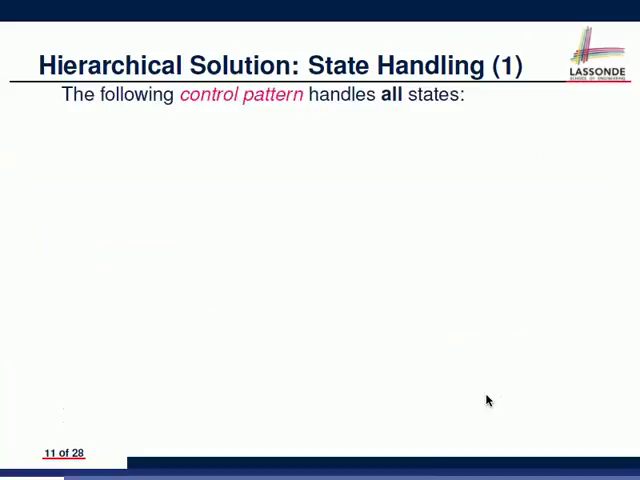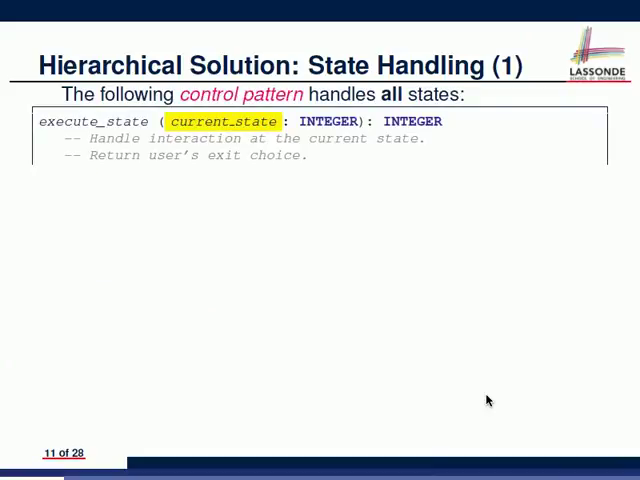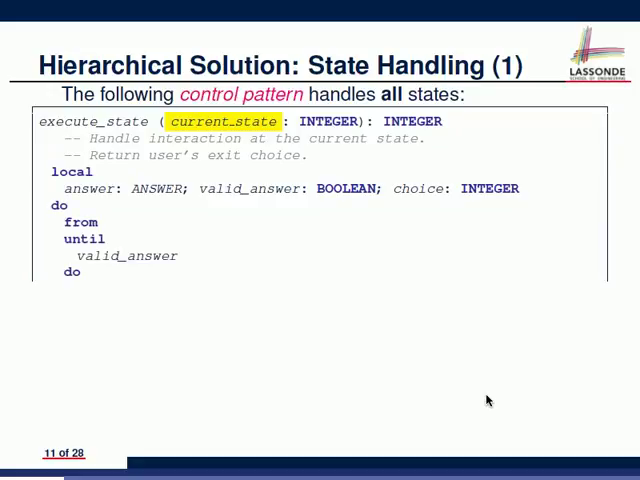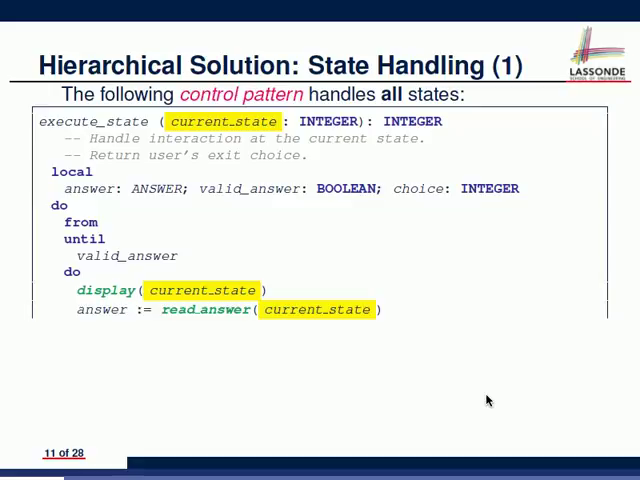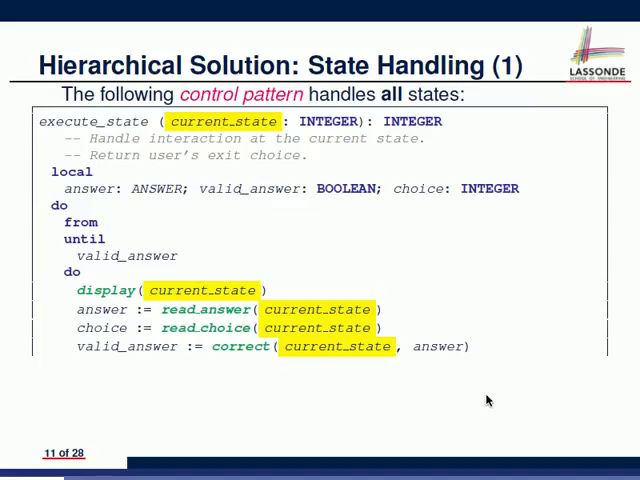So now, for the current states, execute state over here, we have answer and valid answer, stuff like that. Okay? Let's just see the big picture. Until we actually got valid answer from the user, this is what we're going to do. Display the current states, and then read the answer that is specific for this current states. Also, we want to get the choice specific to this current states. And also, we want to validate the answer specific to this current states.